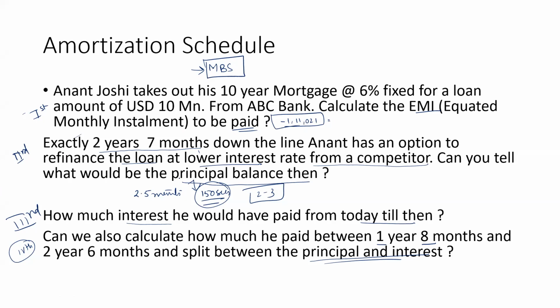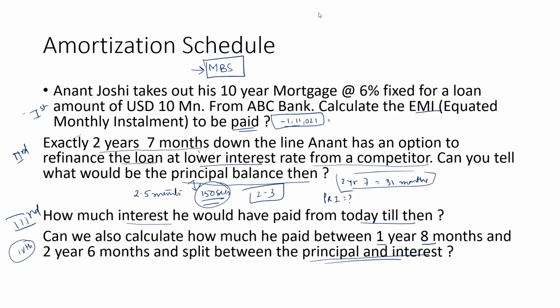What is the second part of the problem saying? That 2 years, 7 months down the line, Anand has an option to refinance a loan at a lower rate of interest from a competitor. Can you tell me what would be the principal balance by then? So 2 years, 7 months would mean how many months? 31 months, right? So after 31 months, what is the principal balance that's being asked? So this is my question number 2.